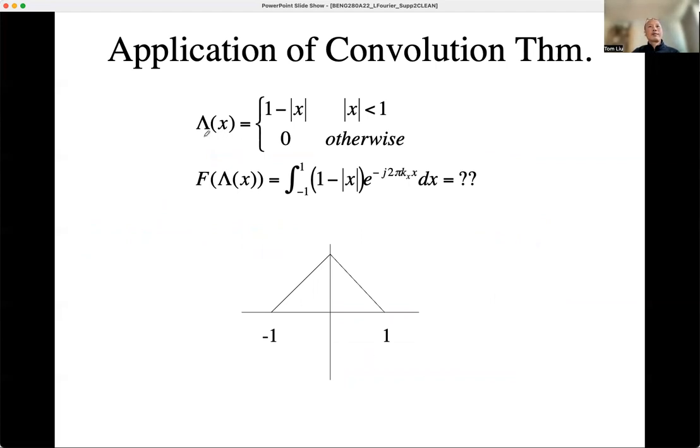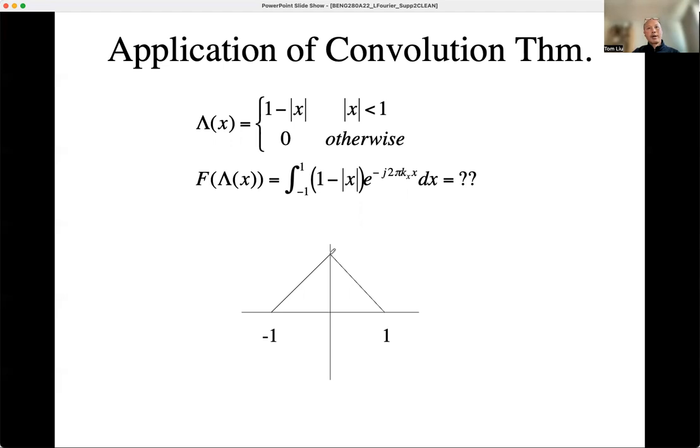So let's say you're given this function. This is a triangle function. It's 1 minus absolute value of x for x less than 1, 0 otherwise. So this is what that function looks like, right? And to do the Fourier transform, you'd have to solve this integral, which is doable, but might take quite a bit of time to do.